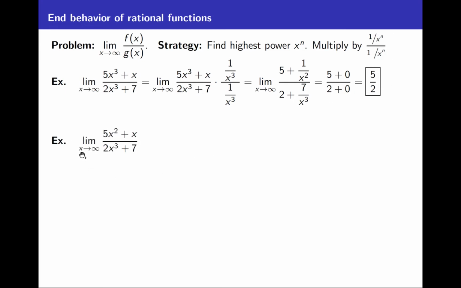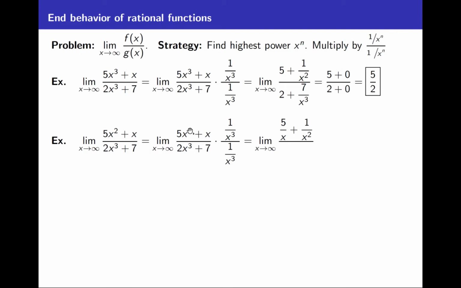Almost the same function, almost the same limit. The limit as x goes to infinity of 5x squared plus x over 2x cubed plus 7. The only difference is I've changed this x cubed on the top to an x squared. Well, when you look at this, your highest power of x is still 3. So again, you'd multiply this whole limit by 1 over x cubed divided by 1 over x cubed, just as you did before.